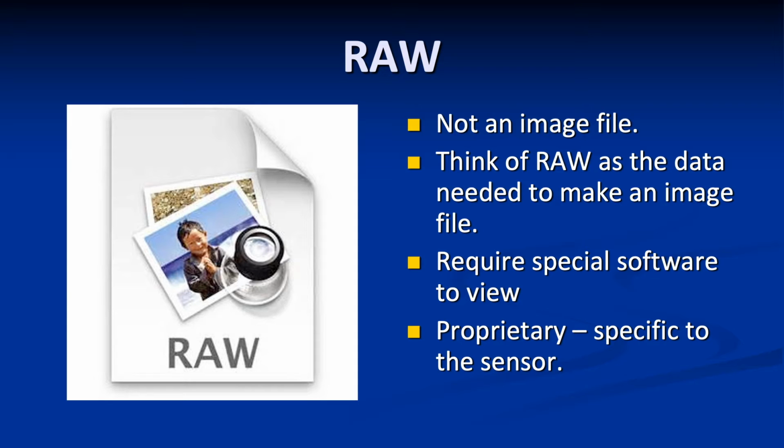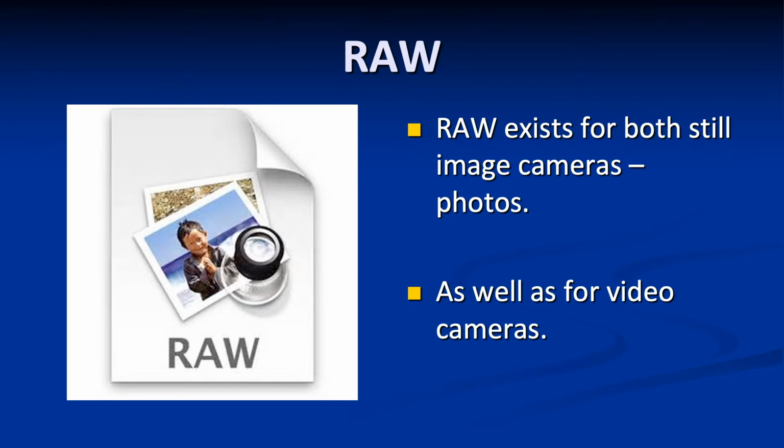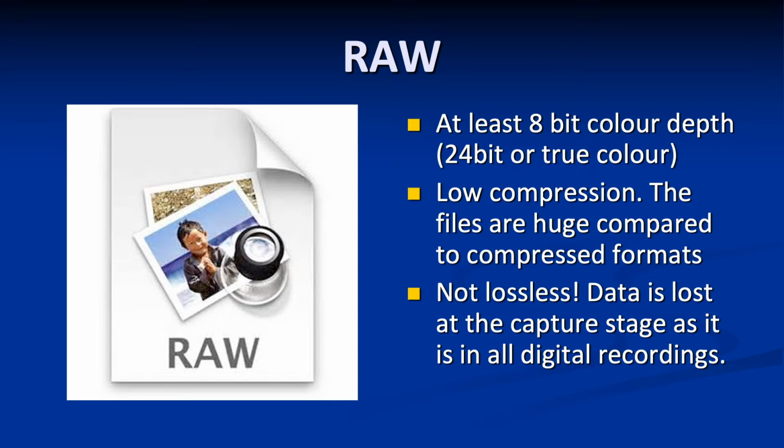RAW files are proprietary. They're specific to each sensor because each sensor's manufacturer gives off different amounts of data in different formats. So there's no such thing as a universal RAW. It does exist, of course, for still image cameras as well. Any sensor can really cough up RAW data if the software in the camera is written. Let's understand that all sensors produce raw data, but not every camera passes that raw data on to the memory card. A lot of them process it before it gets there.